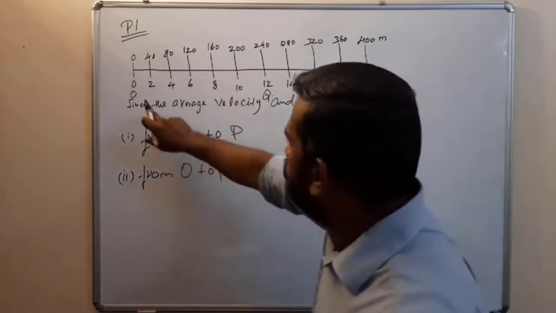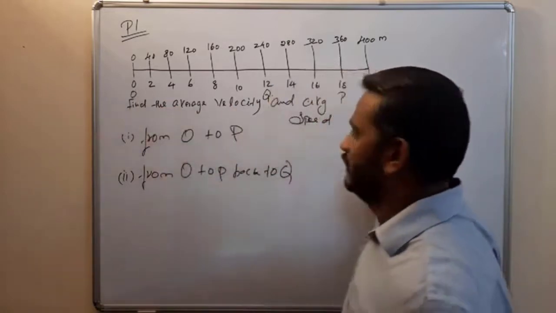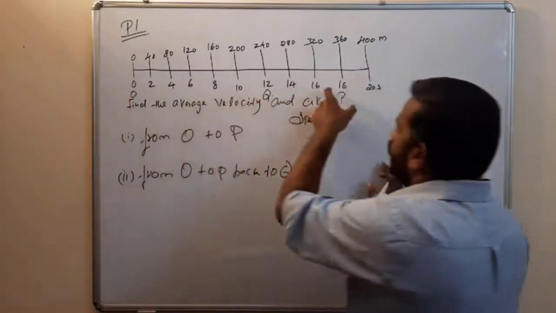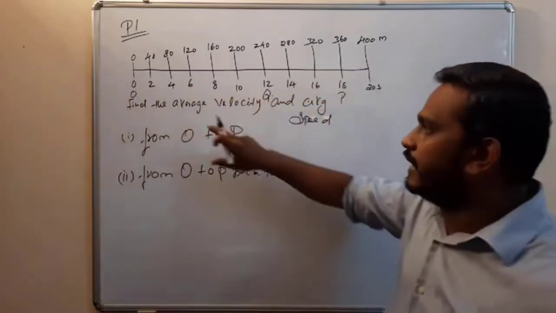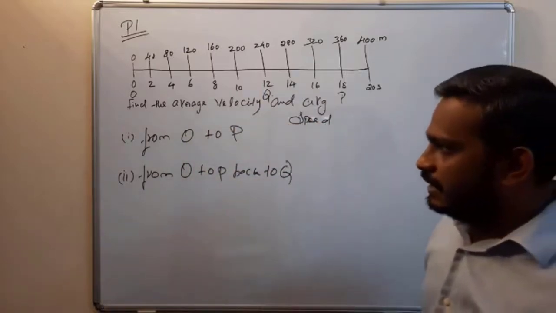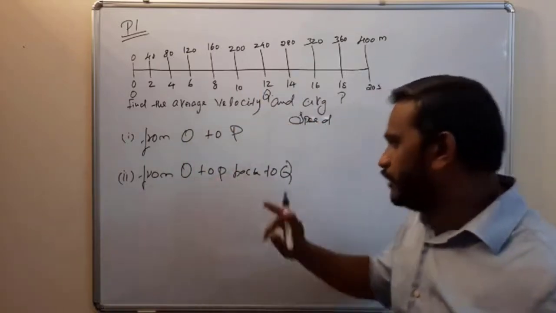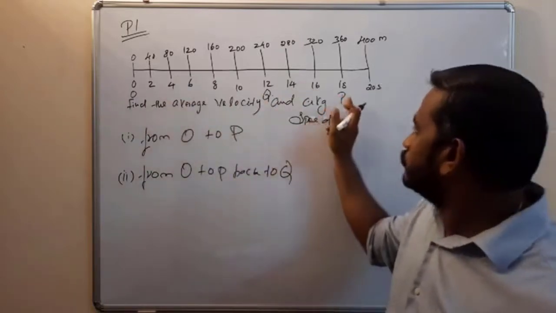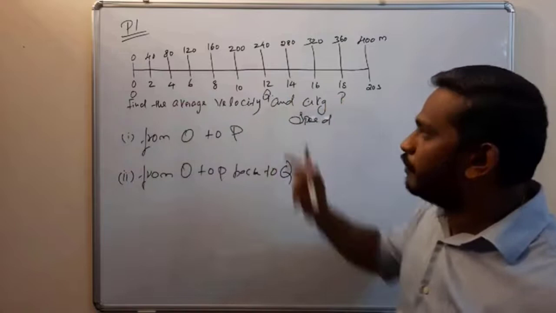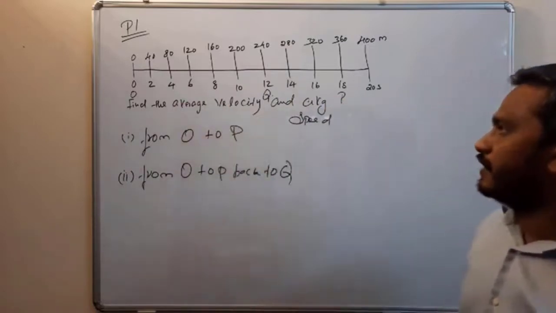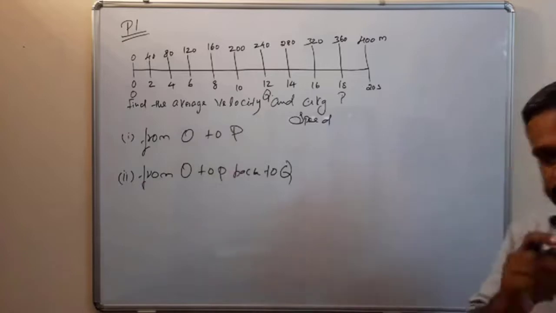Case 1, from O to P. So the car starts the journey from O and reaches the point P. So we have to find average velocity and average speed. In the second case, from O to P and back to Q. So from P the car goes to the point Q. In that case also we have to find the average velocity and average speed.